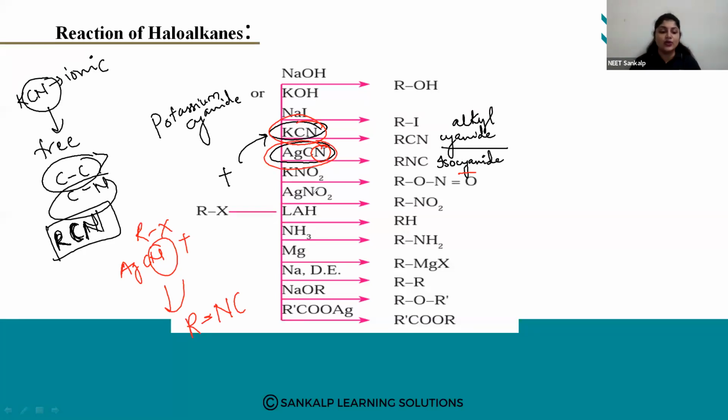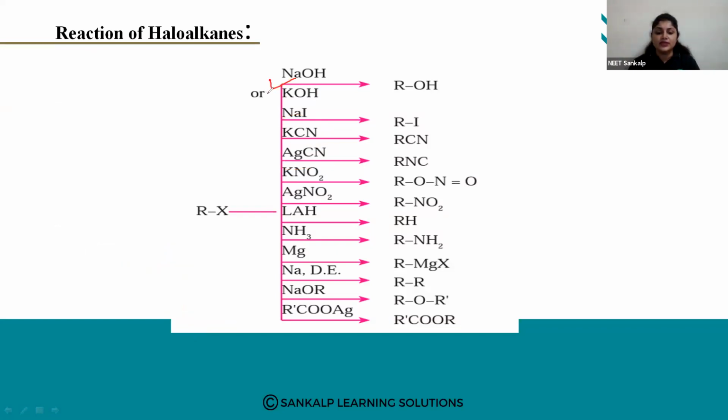Then next is with KNO2. When it reacts with KNO2, potassium nitrite, it is forming alkyl nitrite. So these are some of the chemical properties of haloalkanes, how alkyl halides react with different reagents. So we have dealt with bases, NaOH or KOH, then sodium iodide, KCN, AgCN, and potassium nitrite, which forms the alkyl nitrite.